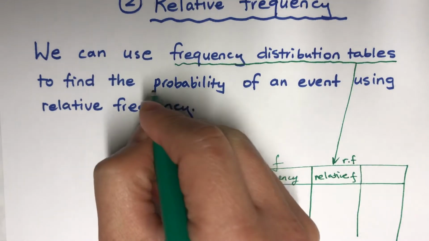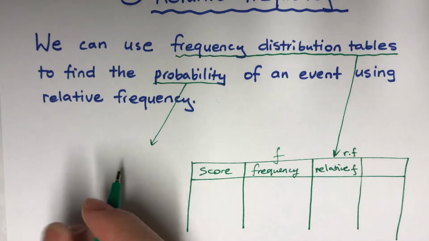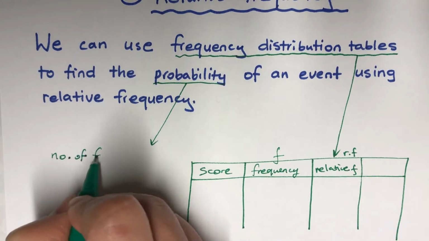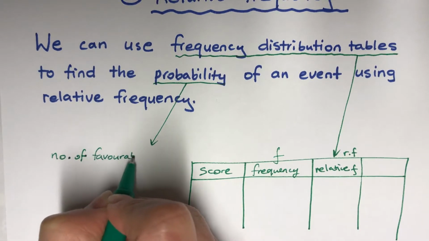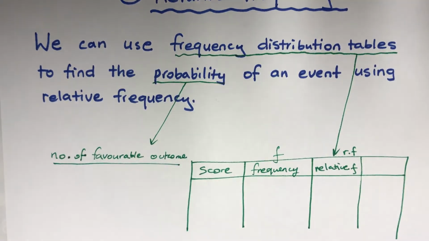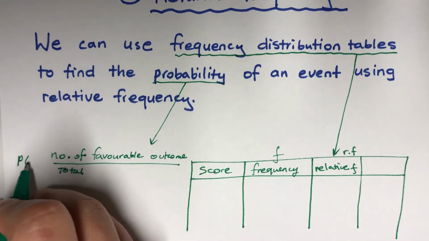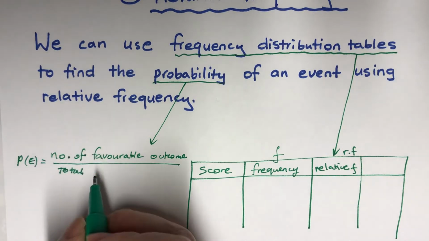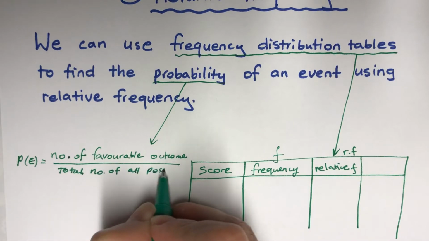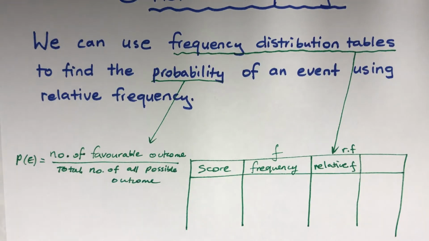And then probability. What is a probability, guys? Do you remember the formula? Number of favorable outcomes over the total, that's the P of event, total number of all possible outcomes. Okay, so that's the probability.